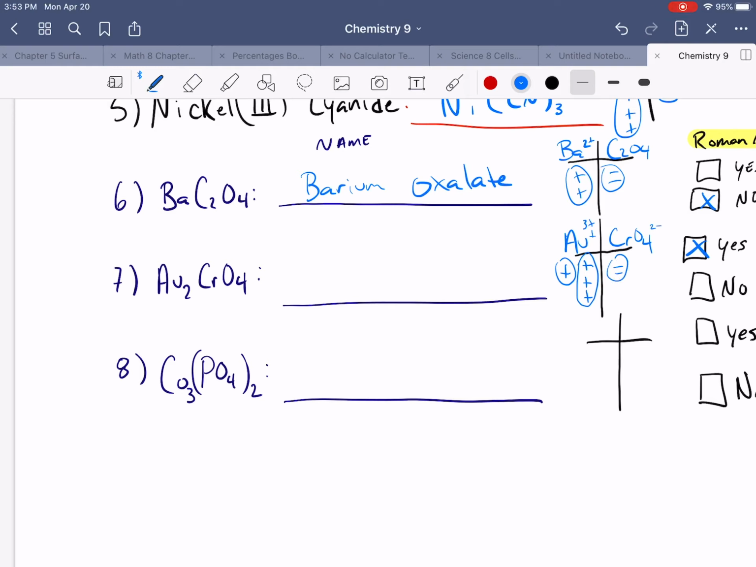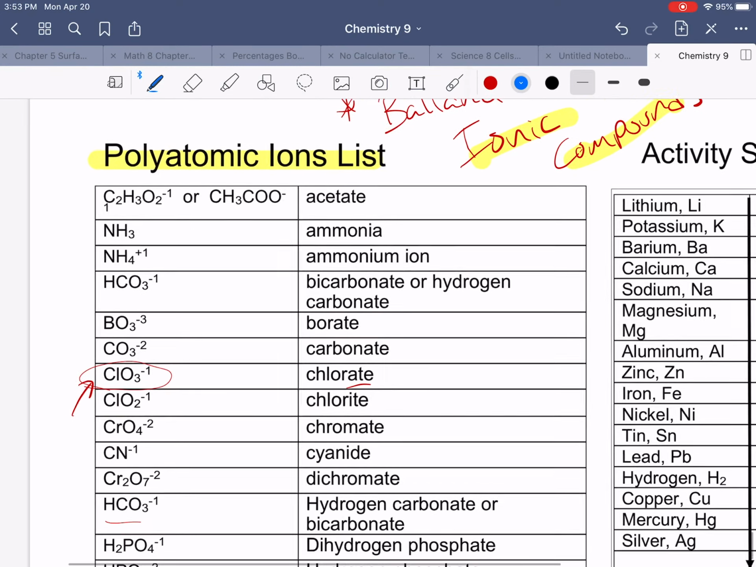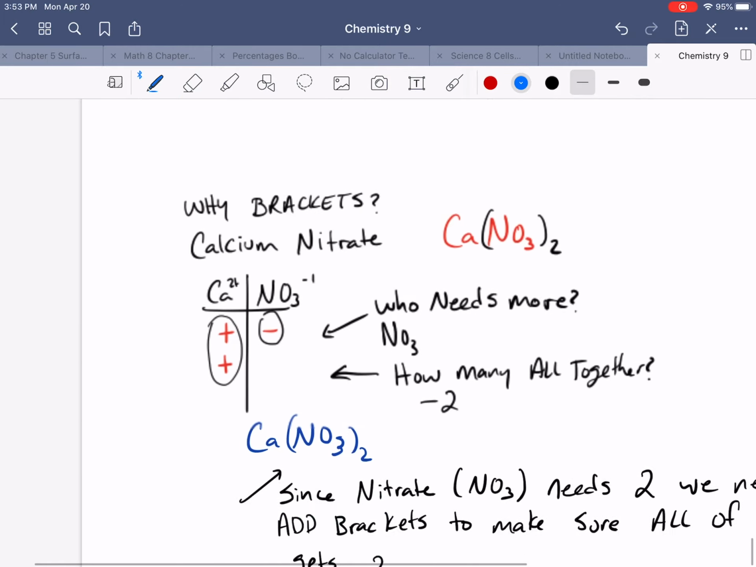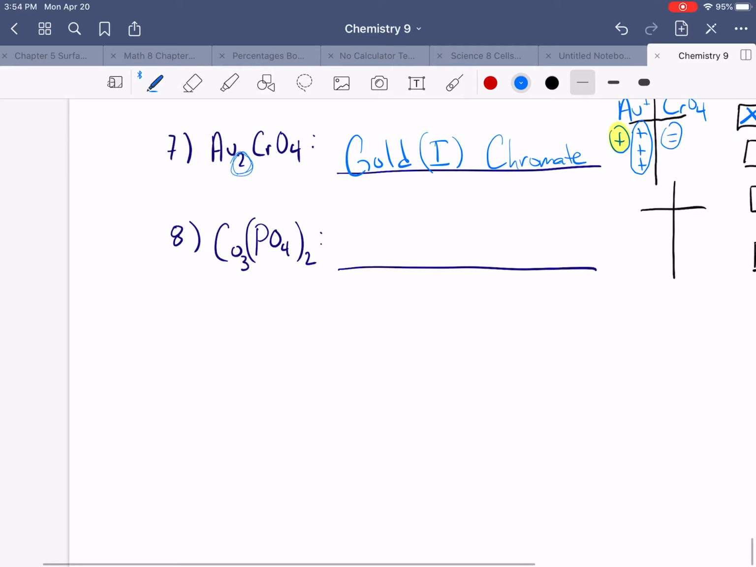Which one did we use? Looks like I gave gold 2. So it looks like we had to use this one because it needed to have 2 to balance. So what we used was gold 1. And then I said that this was, oh no, I can't remember. Chromate? Yeah, chromate. Okay, don't change the ending because it already has the funny ending.